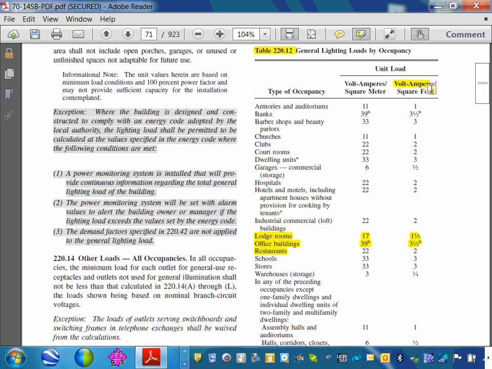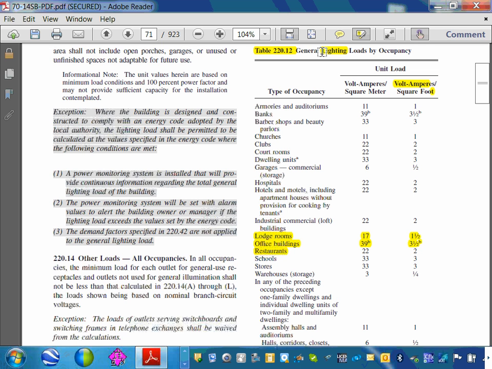Cool? So the NEC code book has allocated a volt-amp for lighting. Can you guys see the word lighting here? Not receptacle. Receptacle, we're done with receptacle. Lighting. So for lights only, no receptacle here. Okay, so everybody knows how we use this table for lighting.